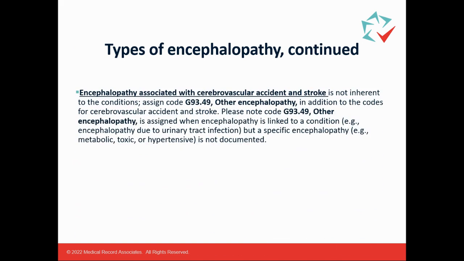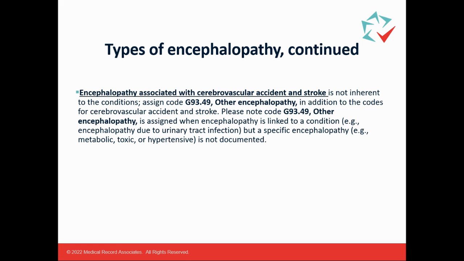Moving on, we have encephalopathy associated with cerebral vascular accident and stroke. And this code would be code G93.49, other encephalopathy, in addition to the codes for cerebral vascular accident or stroke. Please note code G93.49, other encephalopathy, is assigned when encephalopathy is linked to a condition such as encephalopathy due to a urinary tract infection, but a specific encephalopathy, such as metabolic, toxic, or hypertensive, is not documented.